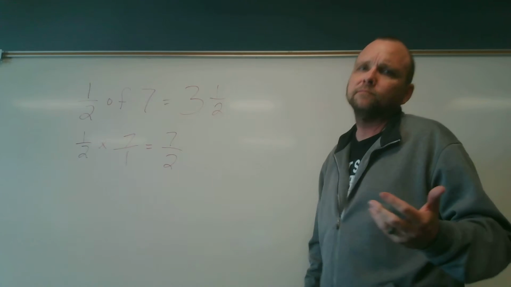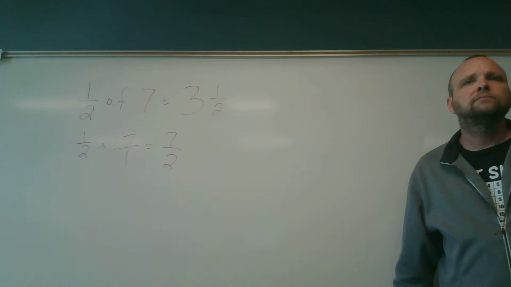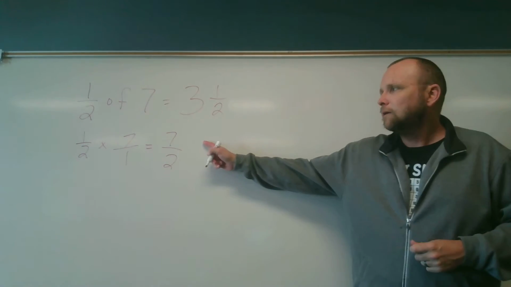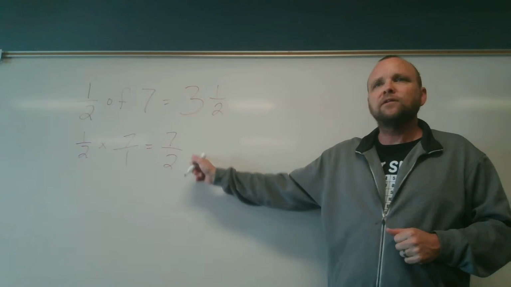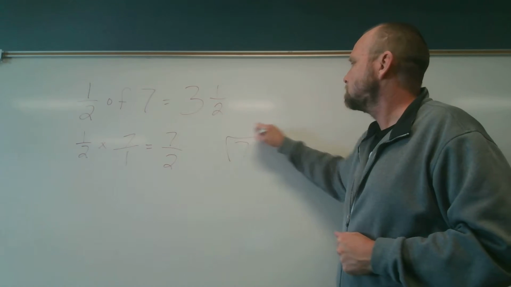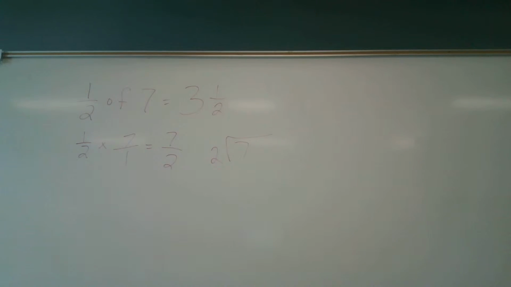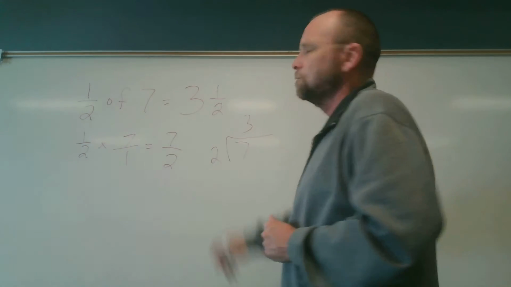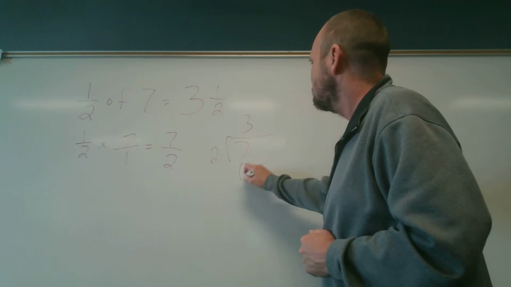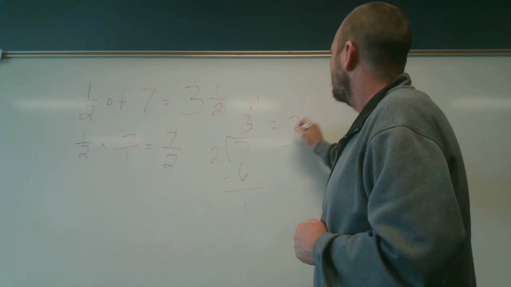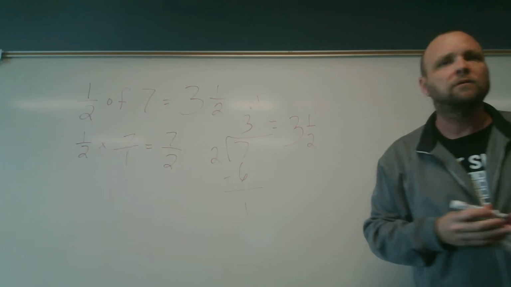We have to change it because it's an improper fraction. It is an improper fraction. And remember I said a fraction is a division problem, 7 divided by 2. So if I do 7 divided by 2, Macy, how many times is 2 going to go into 7? 3 times. And 3 times 2 is what, Macy? 6. And I subtract, I get 3 remainder 1, which equals 3 and 1/2.